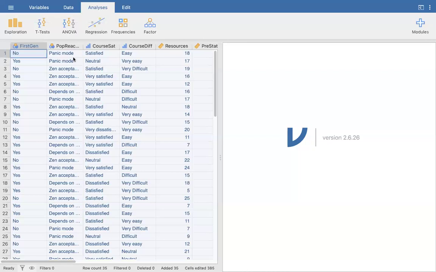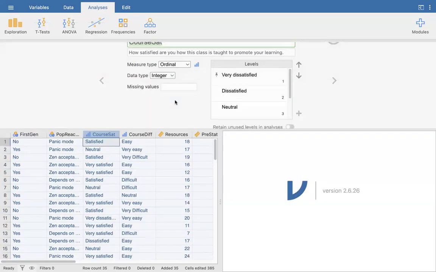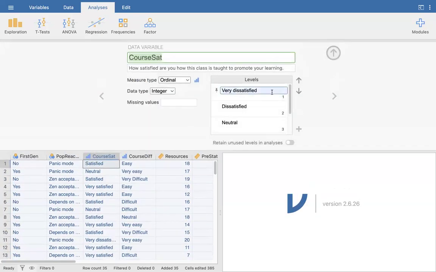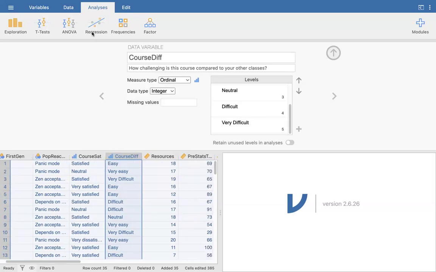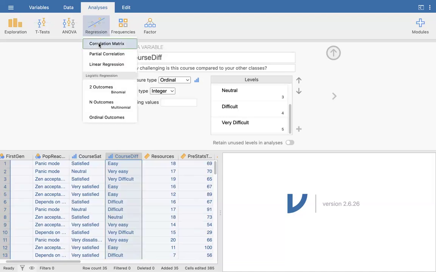I am in Jamovi, and you can see that I'm going to use the course satisfaction and course difficulty variables. And you can see here that they're ranked from very dissatisfied for course satisfaction to very satisfied. And then course difficulty is ranked from very easy to very difficult. So these two ordinal variables, I'm going to analyze by going to regression, and I'm going to go to correlation matrix.